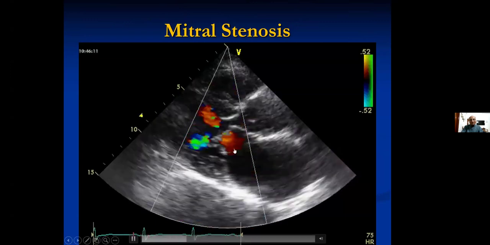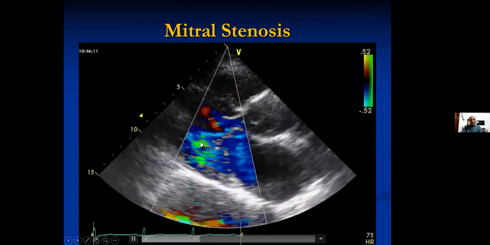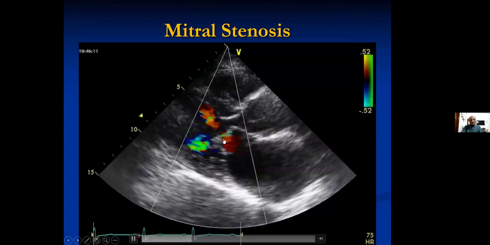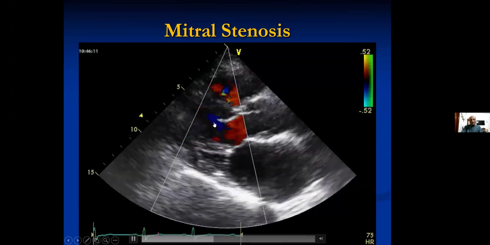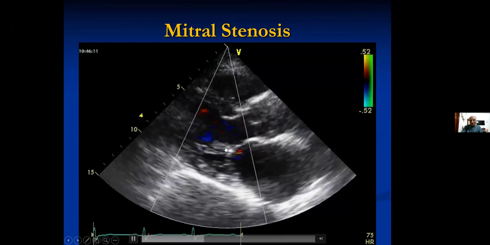Unfortunately, I don't have the apical view. Once you get two jets across the mitral valve, always measure the jet with the highest velocity. Don't measure the jet with the lowest velocity, measure the one with the highest velocity.